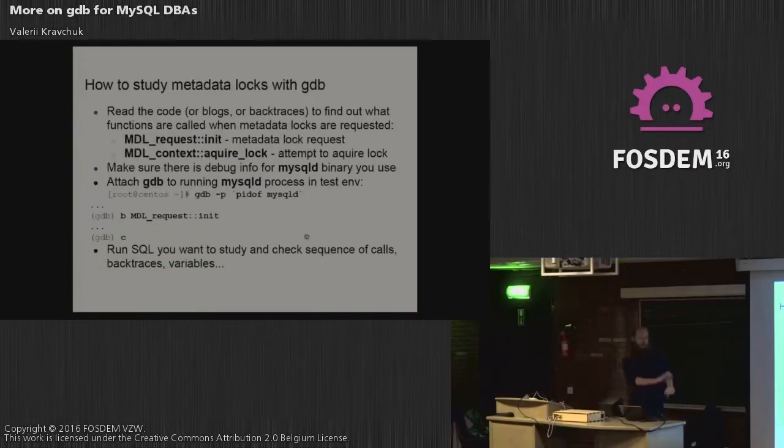Same applies to metadata locks. In 5.7, you can see metadata locks in a performance schema table, but before 5.7, you have no visibility of what is actually locking you. So that's easy. We found out there are a couple of candidates. First of all, MDL_request, it's a class, init, it's a member function. Set a breakpoint on it, and you will see every metadata lock request.